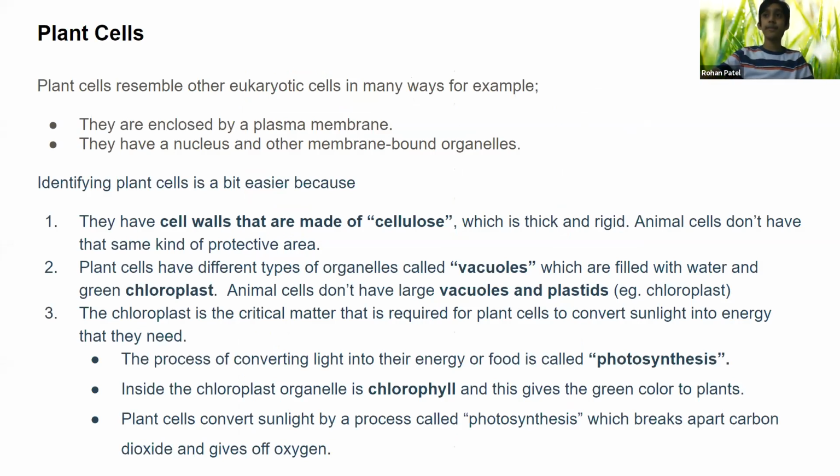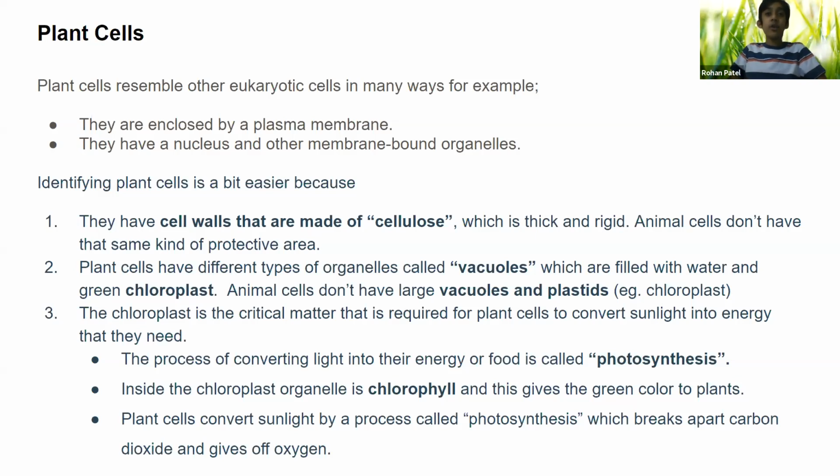Three main things. Our first main thing is the cell wall. Plant cells have cell walls, whereas animal cells do not. Their cell walls are made of cellulose, which is thick and rigid. Animal cells do not have the same kind of protective area. Plant cells also have different types of organelles called vacuoles, which are filled with water, and green chloroplasts.